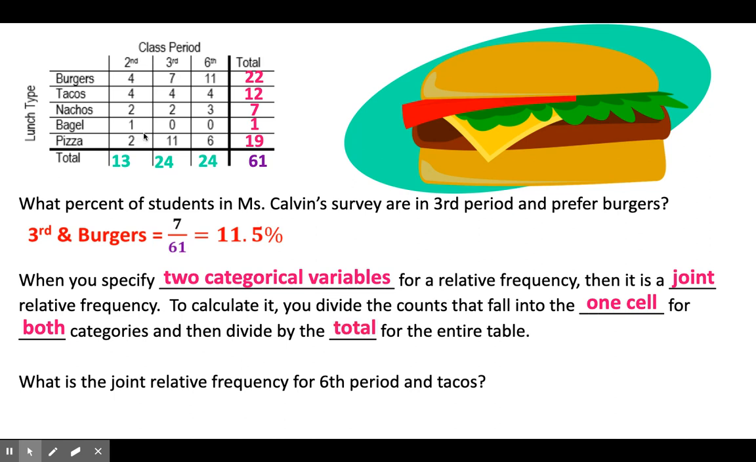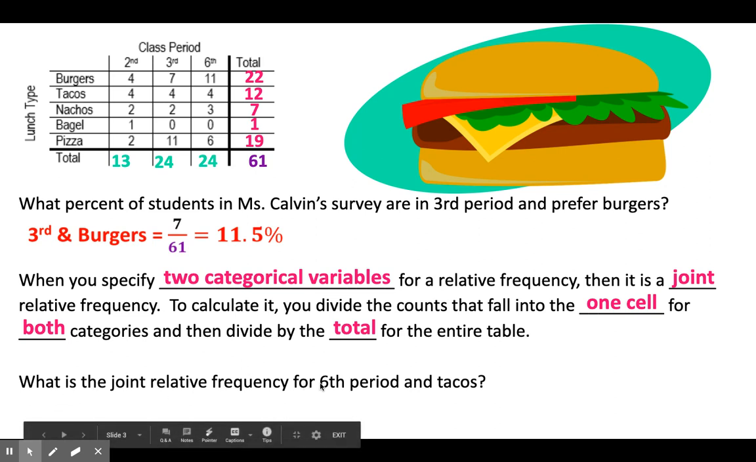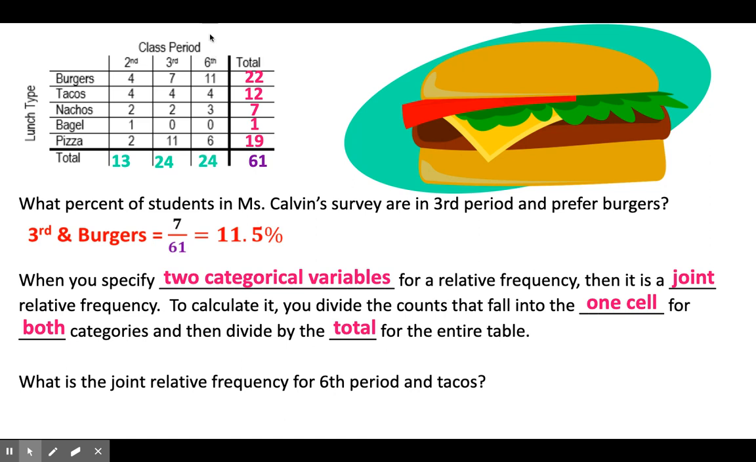If I wanted to find the joint relative frequency for sixth period and tacos, I'm going to find sixth period, which is this third column on the right, and I'm going to find tacos, which is the second row. I'm going to look at where they intersect, or which cell is in both of those categories, which is 4. And 4 out of 61 is 6.6%. The decimal was 0.066. So multiply by 100, move your decimal place over twice, and you get 6.6%.